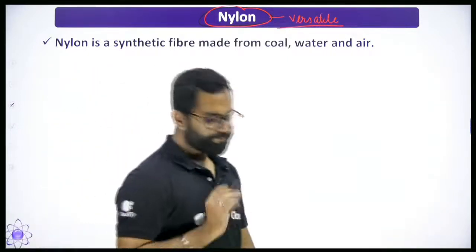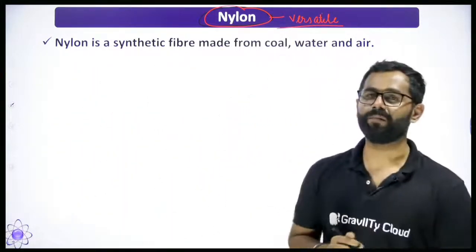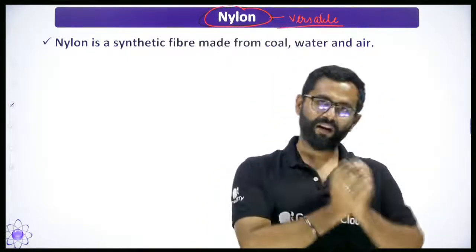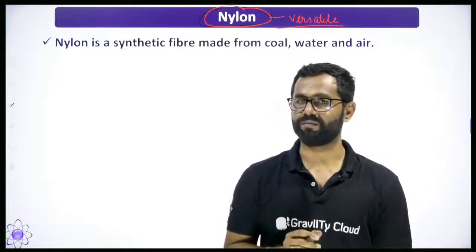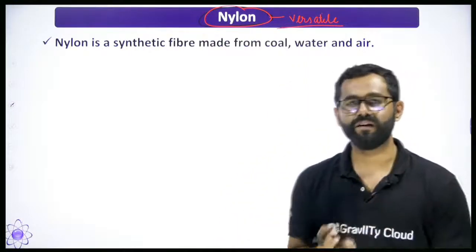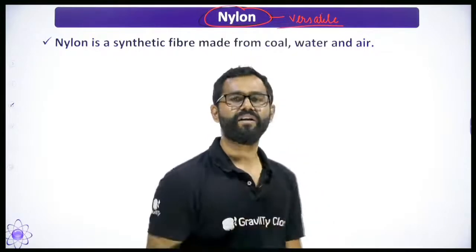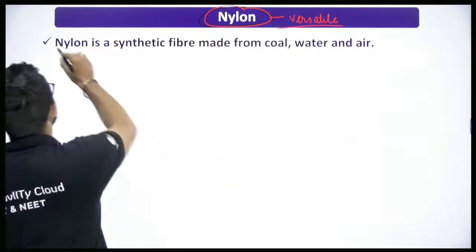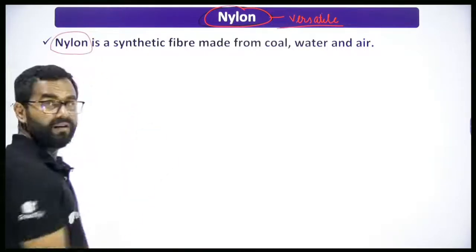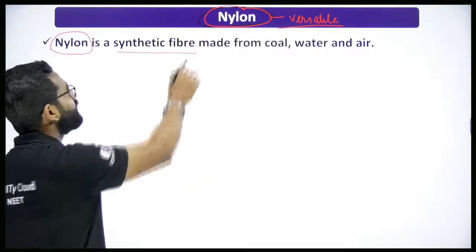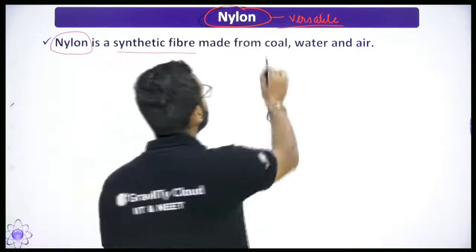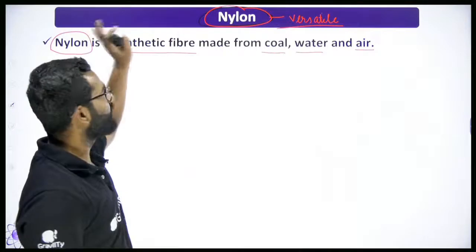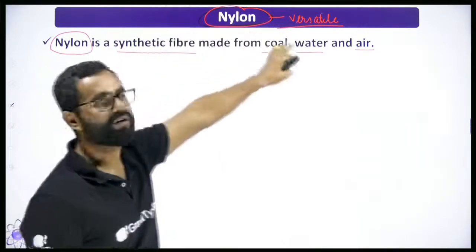Just like I told you that graphite is made up of carbon atoms, graphite and diamond both are made up of carbon atoms. So carbon is the raw material for diamond and graphite. Same happens in the case of nylon. Nylon is a synthetic fiber, and it is made up of coal, water and air.